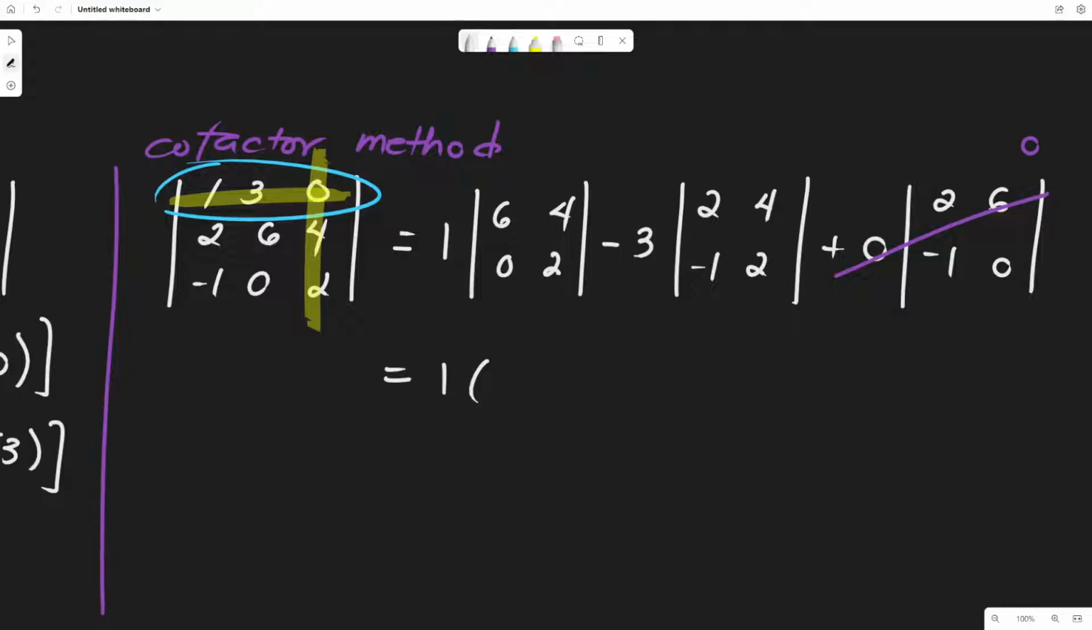So, we have here 1 times. Paano nyo i-evaluate itong cofactor, no? Gamitin nyo lang yung pang 2 by 2 na determinant. So, that is 6 times 2 is 12. Minus 0 times 4 is 0. Minus 3 times 2 times 2 is 4, no? Then we have negative 1 times 4 is negative 4 times negative 1 is positive 4. Okay? So, we have here 12.